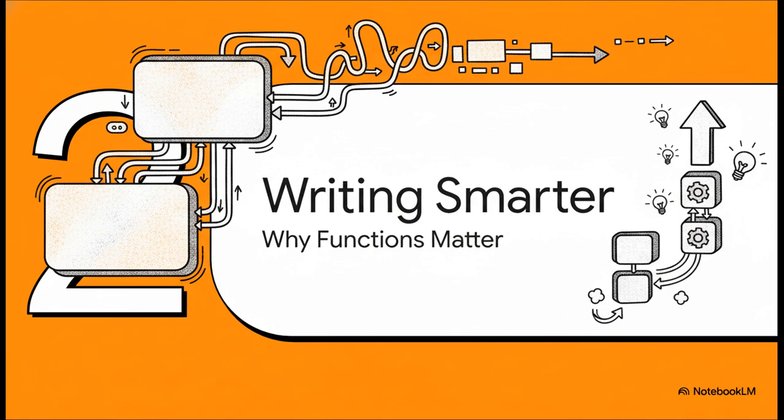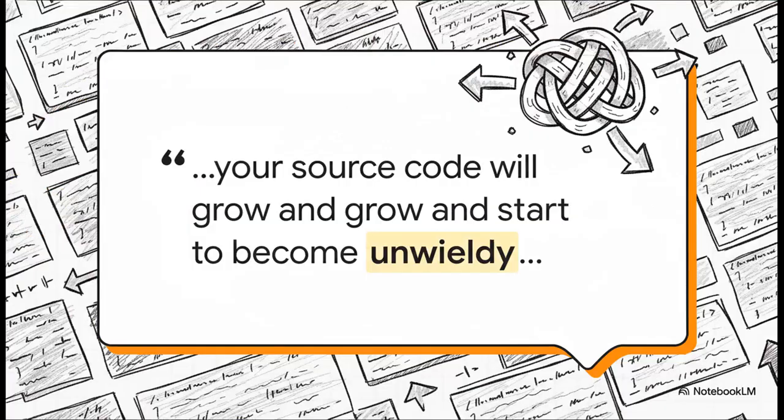So you might be wondering, why do we even need these little black boxes in our code anyway? Why not just write everything out line by line? Well, that question gets to the very heart of why functions are so important for writing smarter, not harder. See, as you start building pretty much anything, a familiar problem shows up. As the source material puts it, your code can quickly become unwieldy.